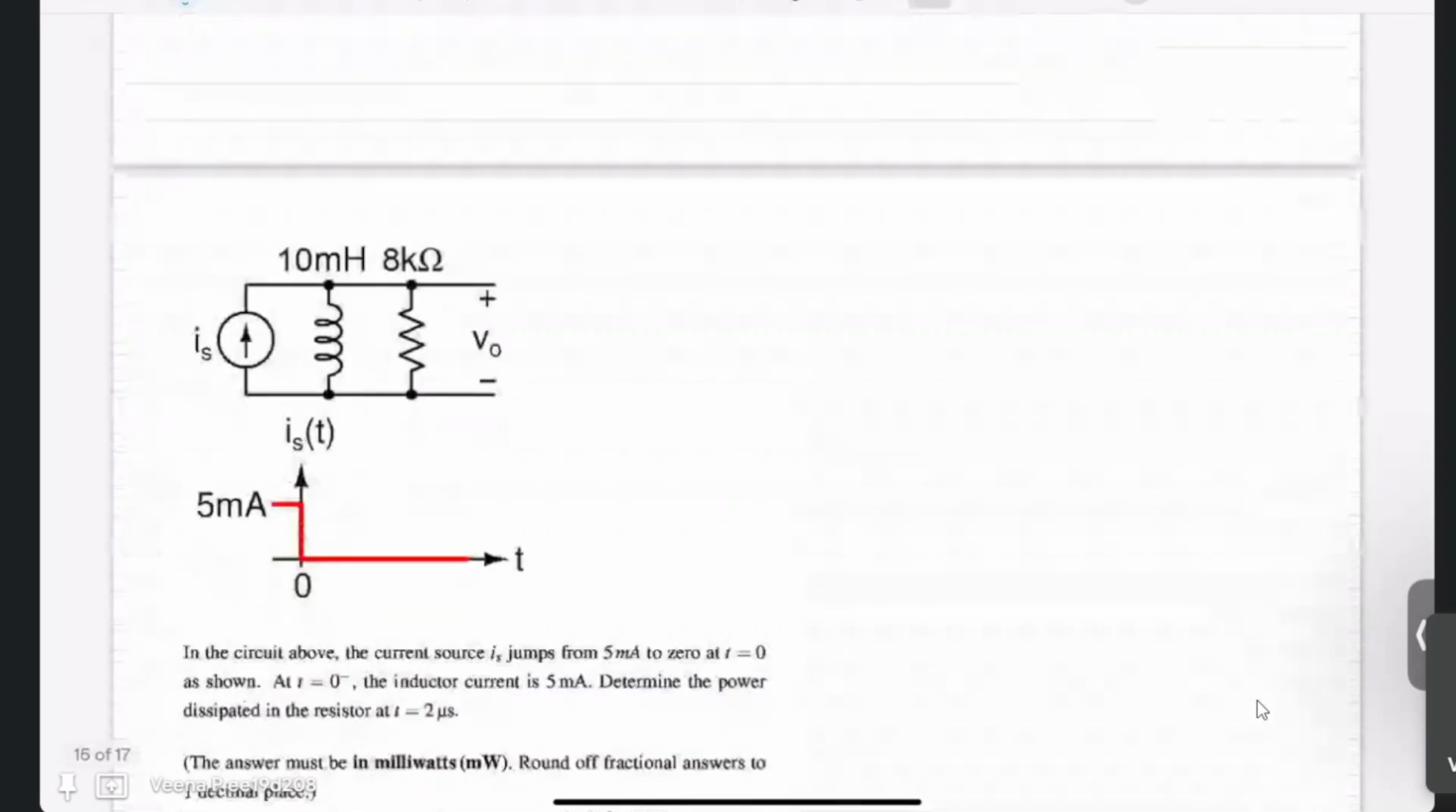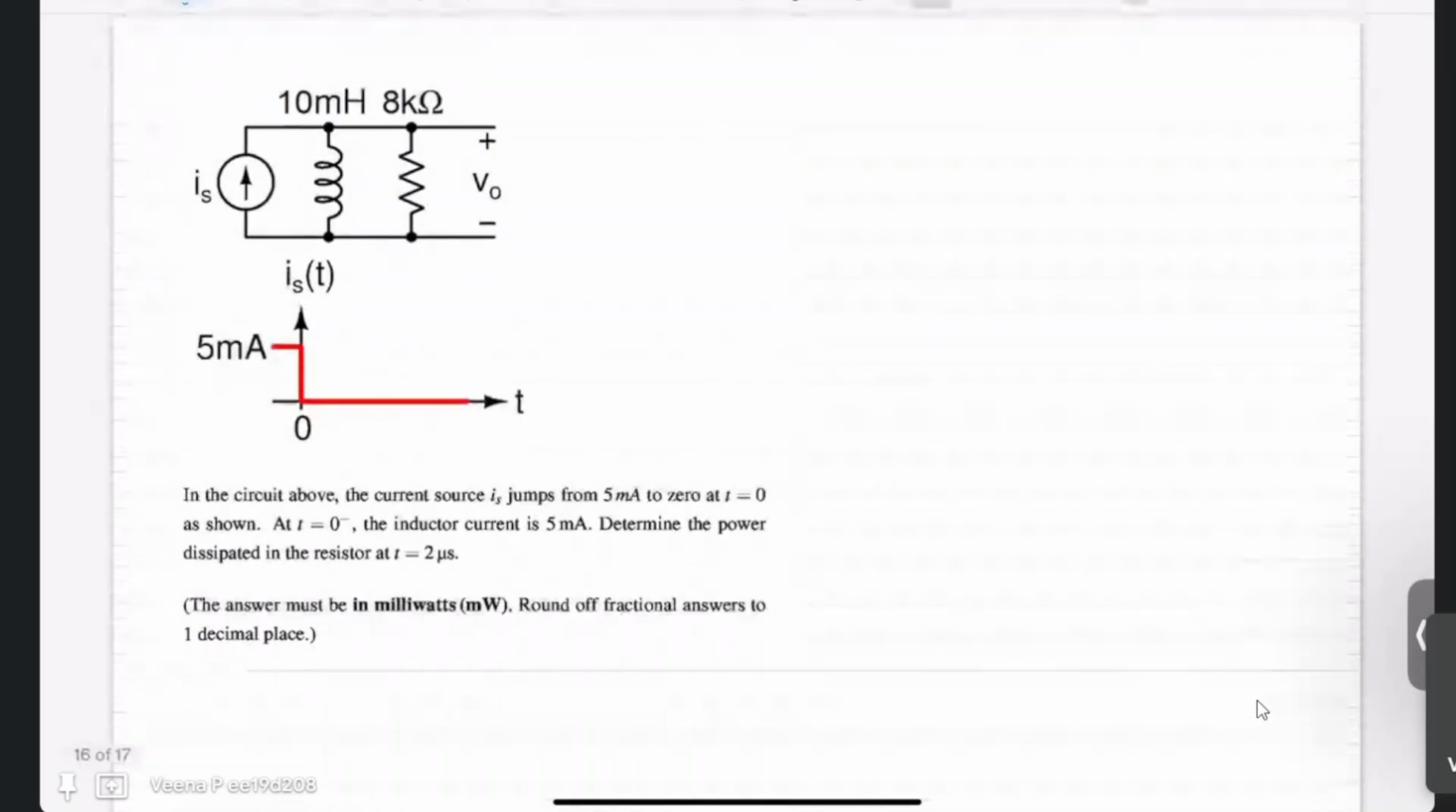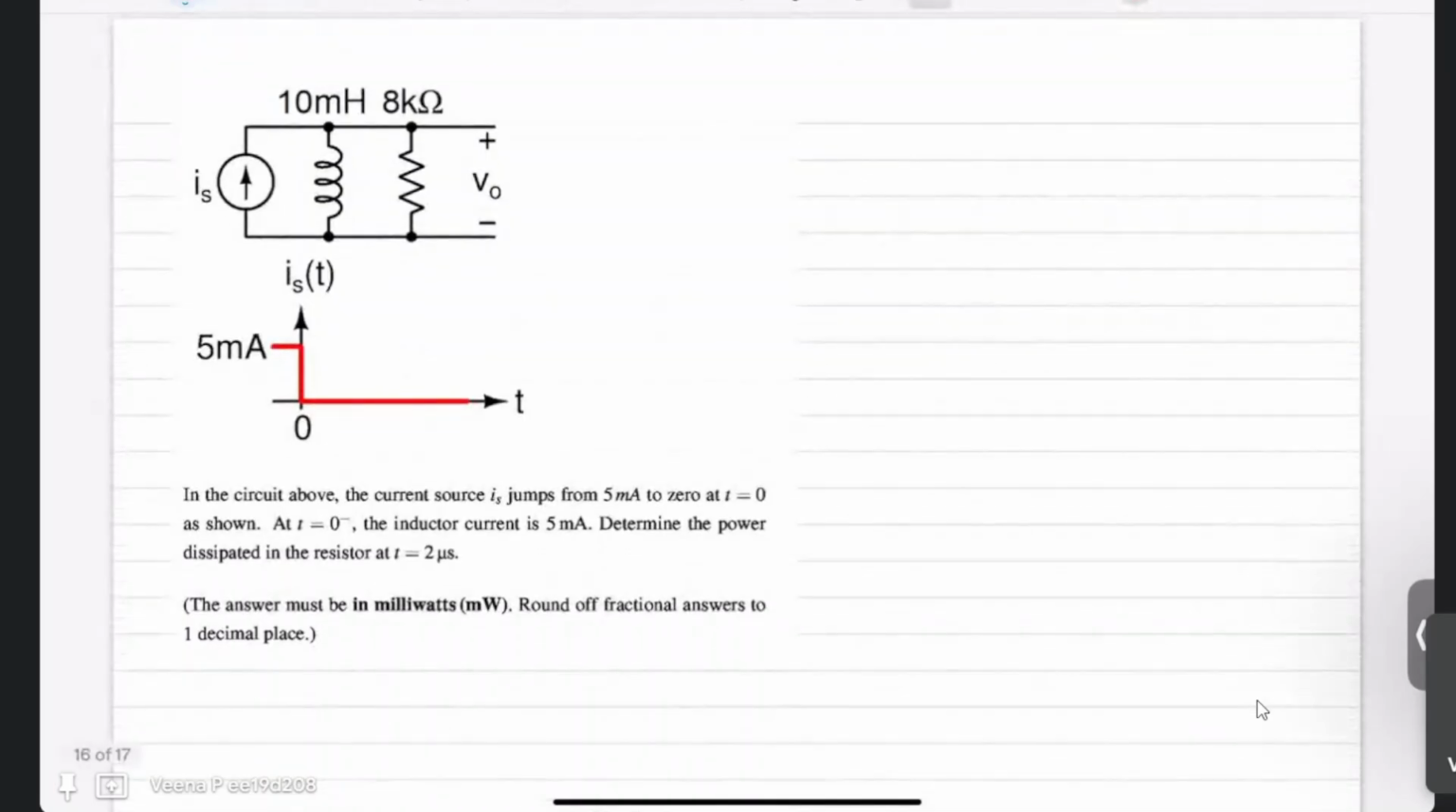So we'll move on to the question. Given in the question, you have already been told that the supply was initially 5 milliampere. That means the circuit had already obtained steady state before. So this information, that at t equal to 0 minus the inductor current is 5 milliampere, is extra information. It is not necessary. Even if this was not there, you should know that the inductor current is 5 milliampere.